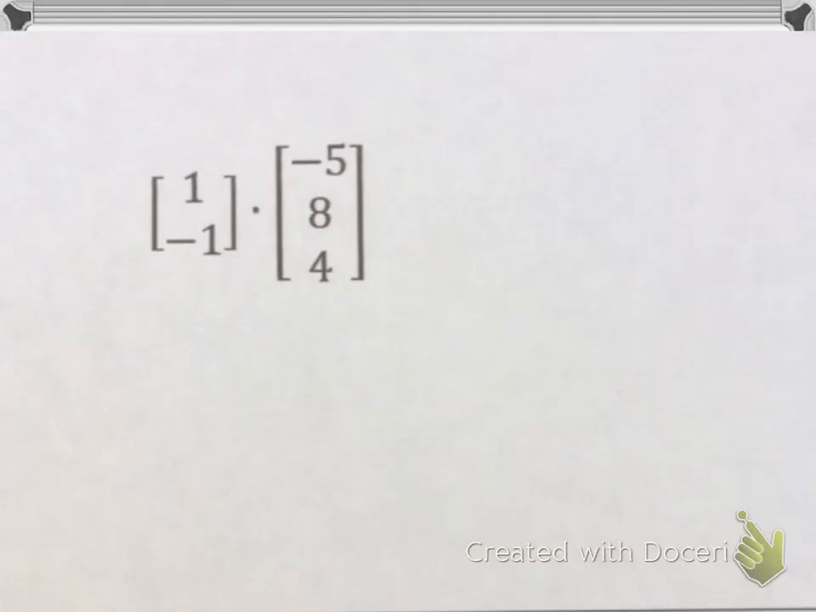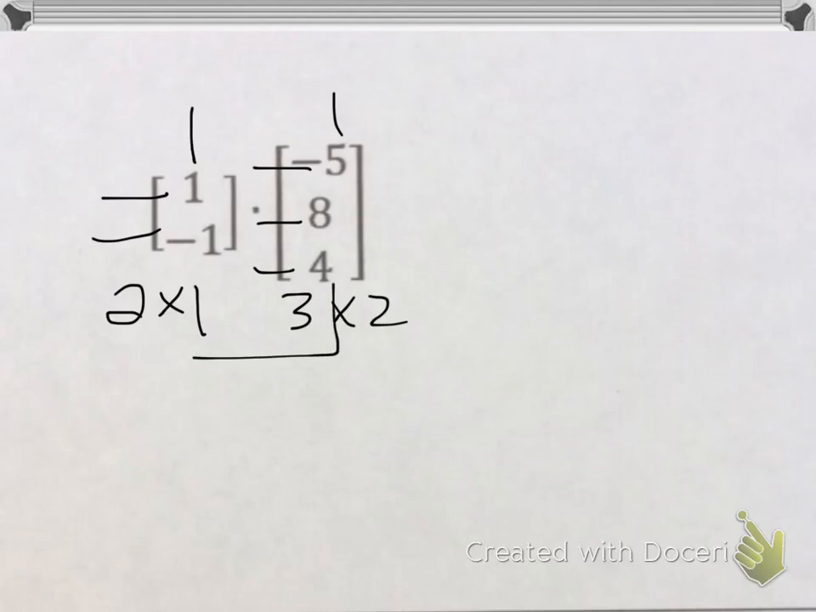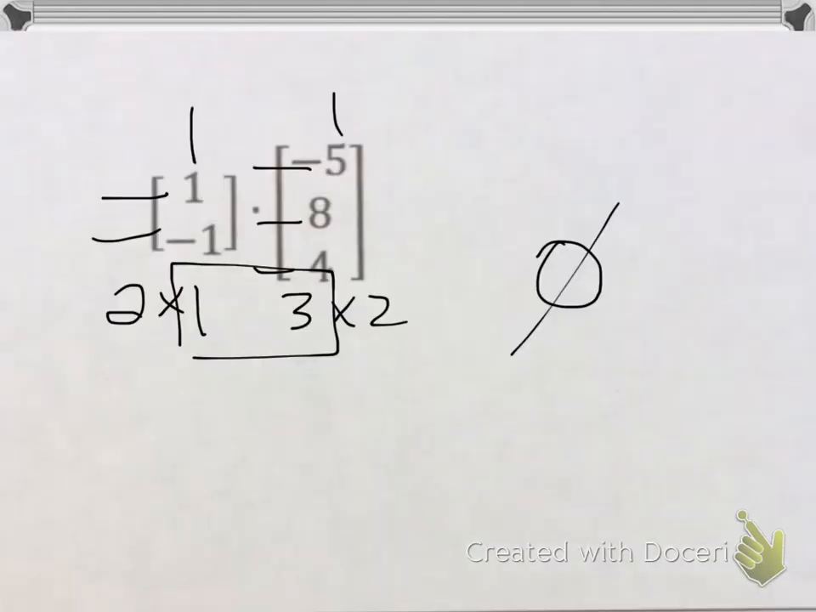Let's try one more and see what happens. This is a 2 by 1. This is a 3 by 1. These middle terms are not the same, therefore I cannot multiply this and my answer would be the empty set or no solution.